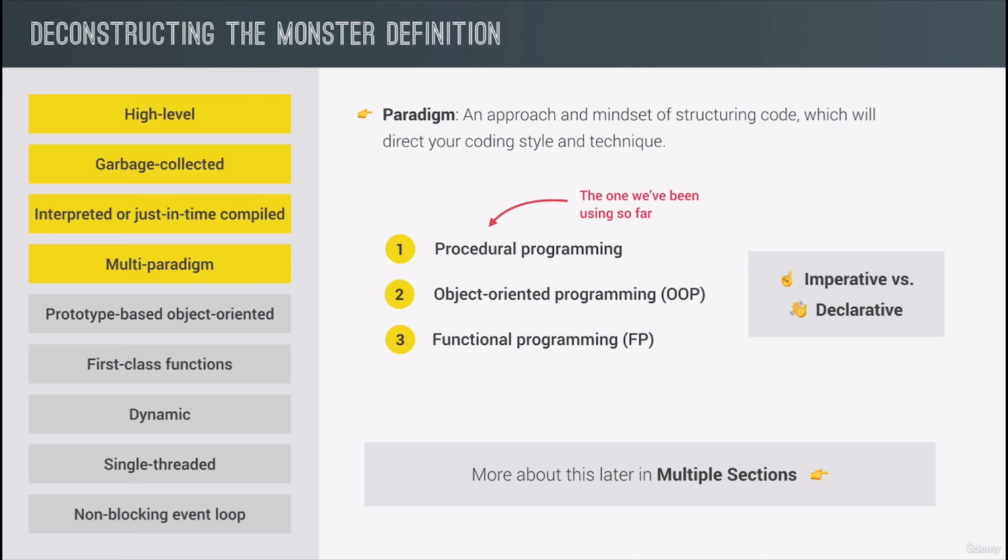Now, many languages are only procedural or only object-oriented or only functional. But JavaScript does all of it. So it's really flexible and versatile, and so we can do really whatever we want with it. It's our choice. We can use whatever paradigm we want. And in this course, I will show you how to use all of them.